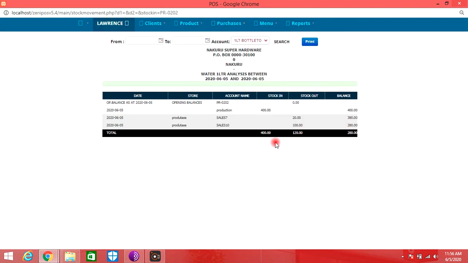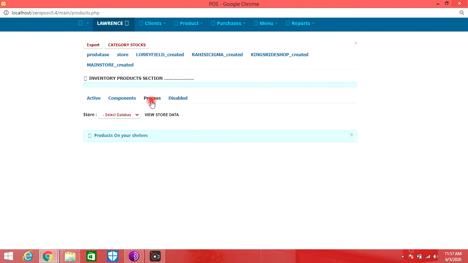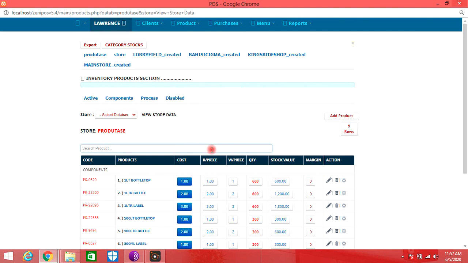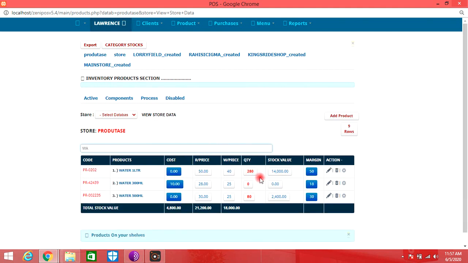You can be able to see what is this 1 liter water. We are remaining with 280 because we had production of 400, sold 20 and 100 more. So if I go back to our store and see my water 1 liter is 280. That much, I can be able to manage the inventory.